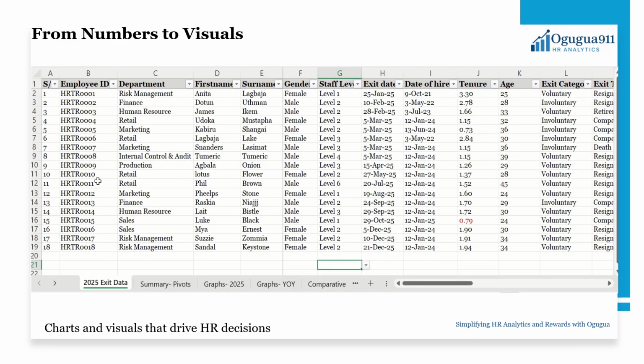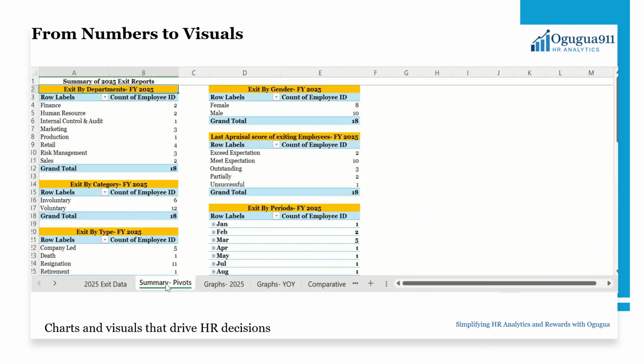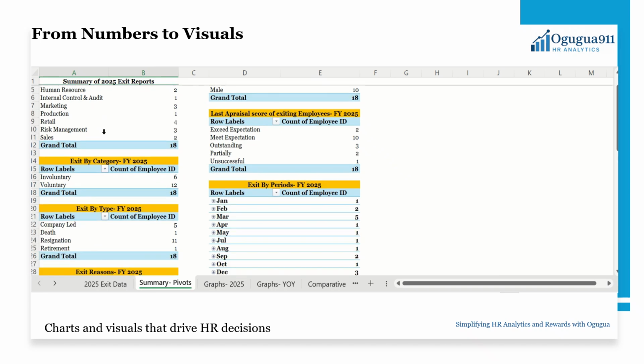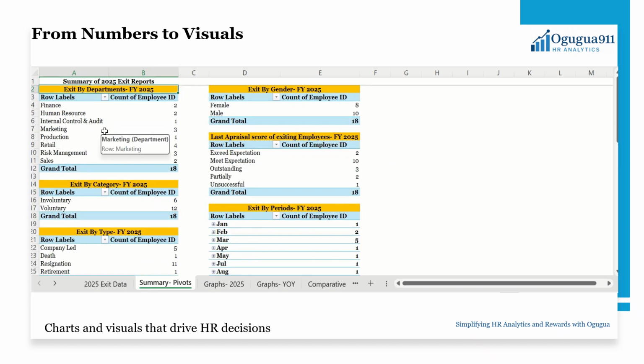So today we will visualize the exit data we had discussed in our last videos. We'll go straight to showing how to summarize it in pivots. We have done this because some managers, some decision makers, like to see their report in plain text. So even though you want to visualize, you need to understand your audience.